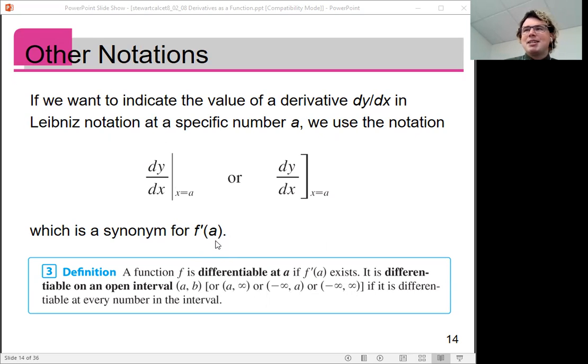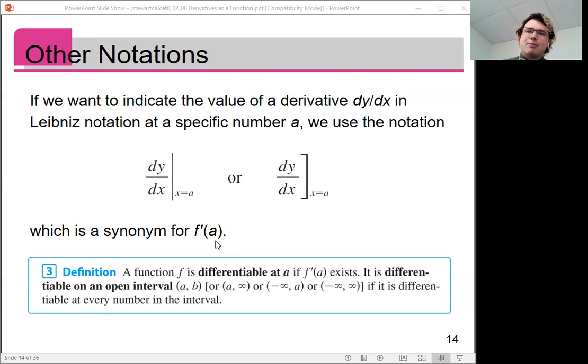So this f prime of a says, calculate the derivative of the function f, insert the number a for every time the variable x appears. Tell me what you get. So as I've been saying, every single time when I take the definition of my derivative, the derivative is equal to such and such limit, if that limit exists.